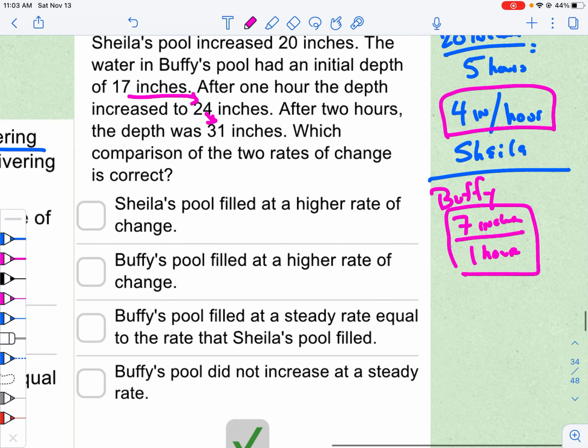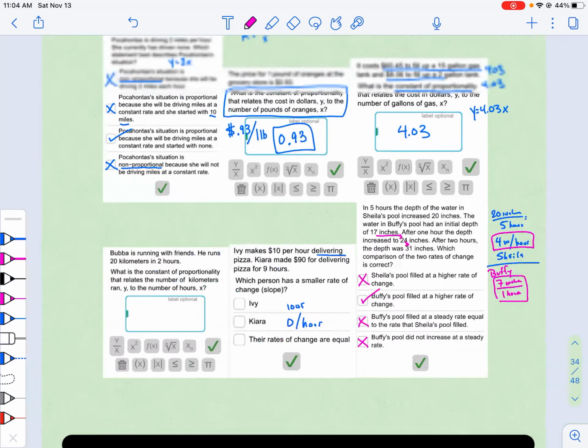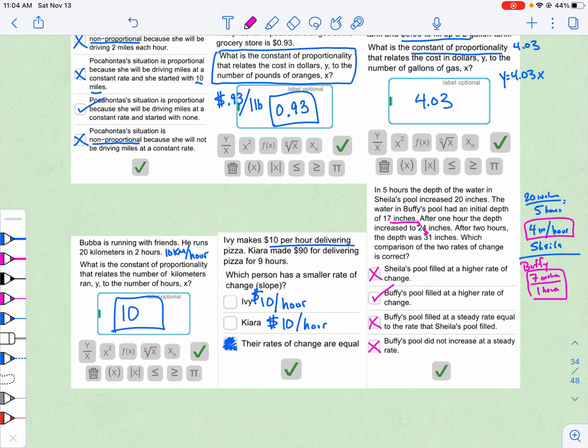All right, so Sheila's pool filled at a higher rate. Sheila was 4, Buffy was 7, so it's not this one. Buffy's pool filled at a higher rate of change. Buffy was 7, Sheila was 4. This must be the right answer. Buffy's pool filled at a steady rate. Yes, but they weren't equal to the other one, so no. And Buffy's pool did not increase at a steady rate. That's incorrect. It was 7 for 2 hours in a row. So that is the essence of proportional.